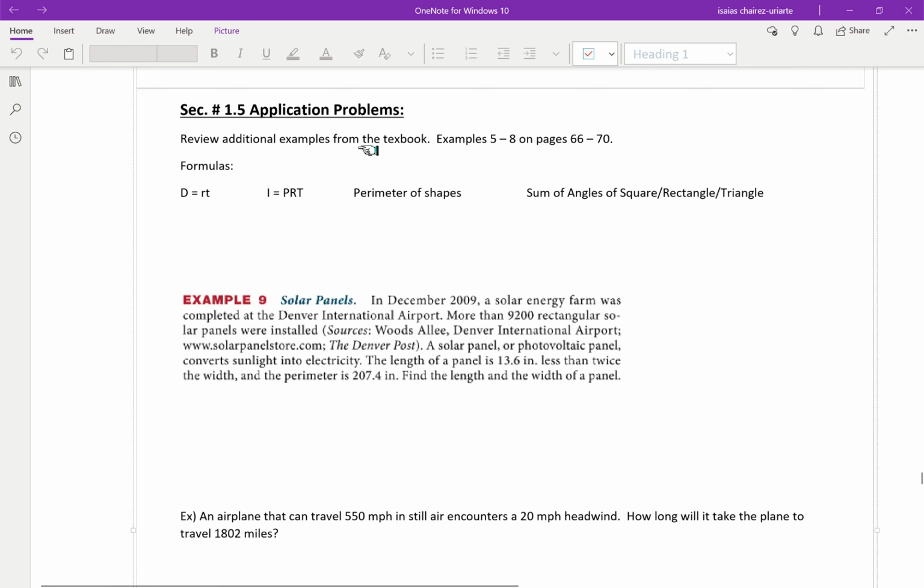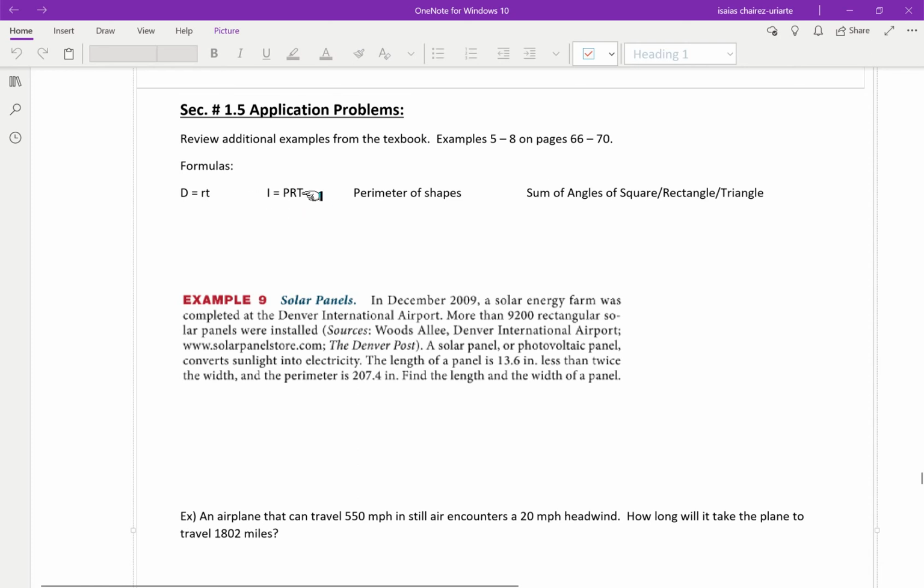One of the formulas, ideas that we're going to need is that distance equals rate times time. You might have heard this as distance equals speed times time. So for instance, if I'm traveling constantly at 30 miles per hour, how much distance will I have covered in 2 hours? Well, 30 times 2, that's 60 miles. So distance equals rate times time, that's important for us.